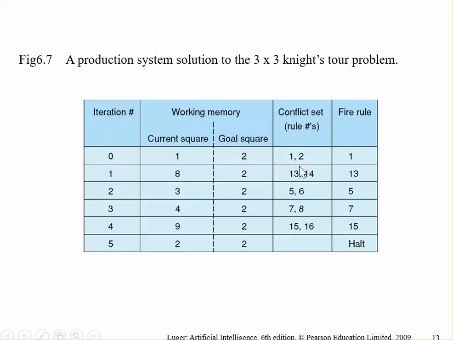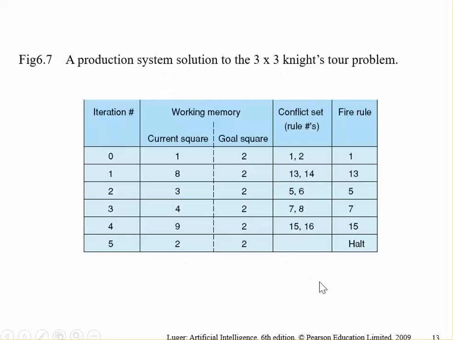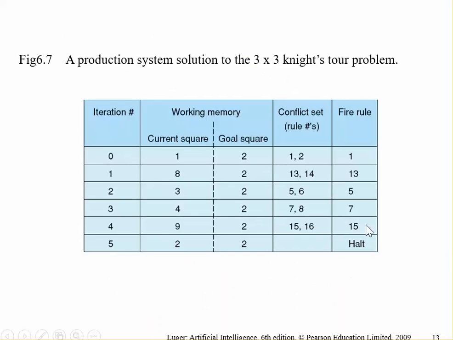No. Then my conflict set will be 13 and 14. Why? Because 13 and 14 talk about 8, the square 8. I'm going to replace it with 3 or 1, right? Once I apply, I had 13 and 14. I'm doing 13, and rule 13 says that 8 is going to be replaced with 3. So here is a 3. And then from 3 it's going to be 5 and 6. I'm going to execute 5, and 5 is probably going to say replace that with a 4. And then we keep doing that until eventually I get to square 2, and that's when I halt, because that was my goal.